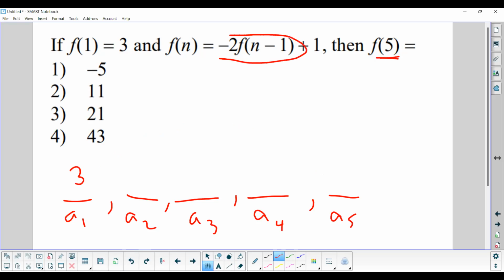So here's the function. I'm going to multiply -2 times something, and then I'm going to add 1. That's the function: multiply -2 times something, and then add 1.